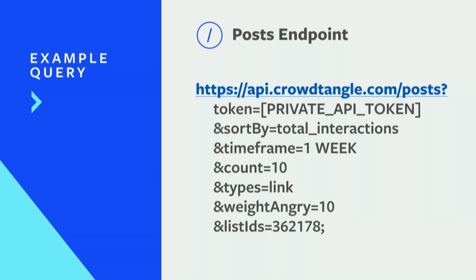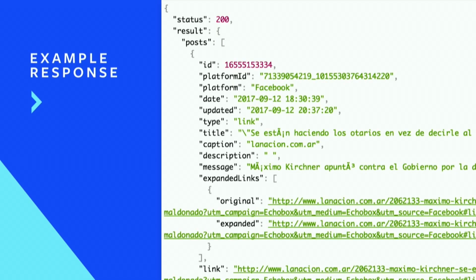This is just an example of the post endpoint, what it would look like if you were to make a call. Again, get total interactions 1 week, give me 10 posts, only links that have the most angries. So I want the most angry content coming out of the Senate here, that's eliciting the most angry reactions. It's just like one example. I don't know if that's a good one, but that's what I got. This is the JSON. We've probably all seen that before.